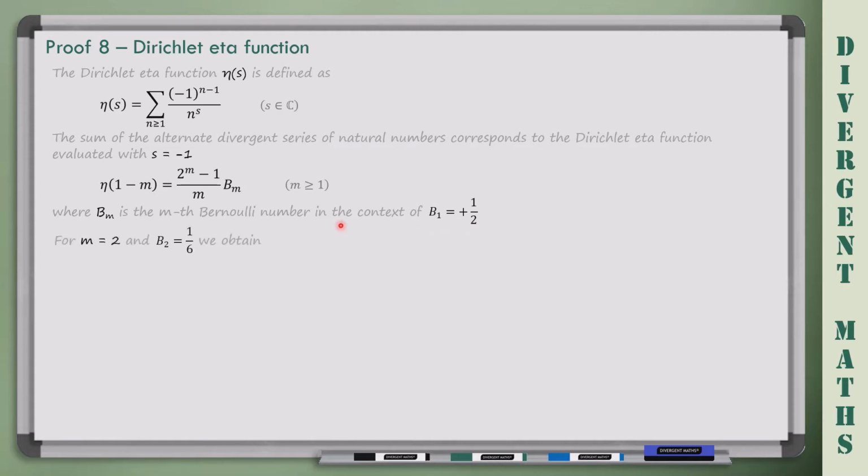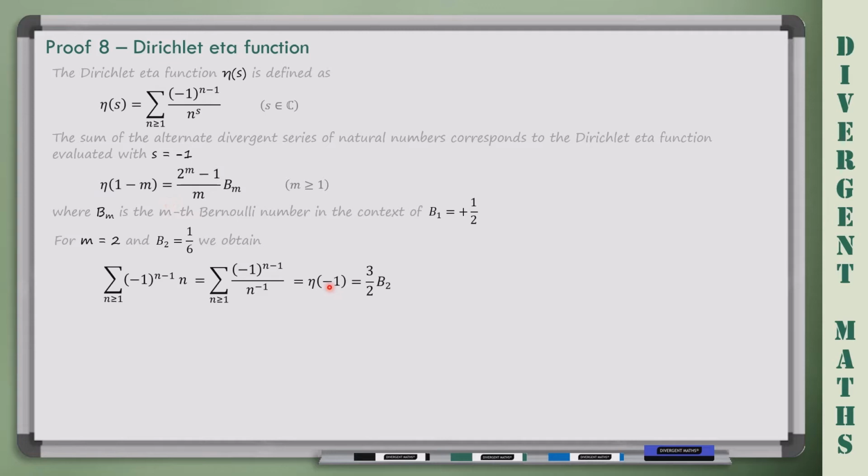So for m equal 2, and knowing that b2 equals 1/6, we obtain the sum from 1 to infinity of negative 1 to the n minus 1 power times n. We just rewrite the n in the denominator, n to the negative 1 power, which by definition, comparing with that expression like in a previous proof, we can see is identical for s equal minus 1. So it's eta at negative 1. To get that value, we just need to use that expression.